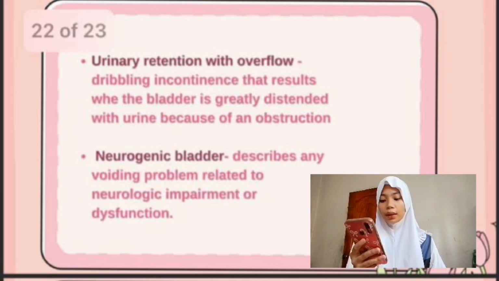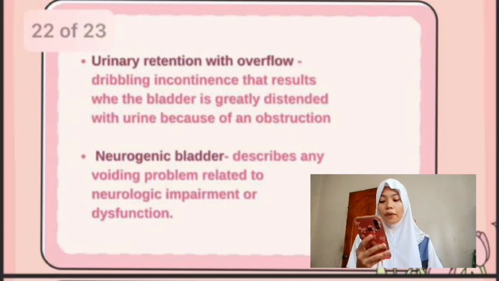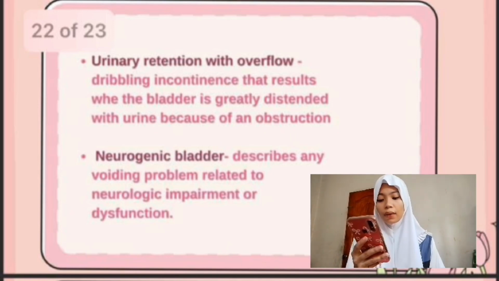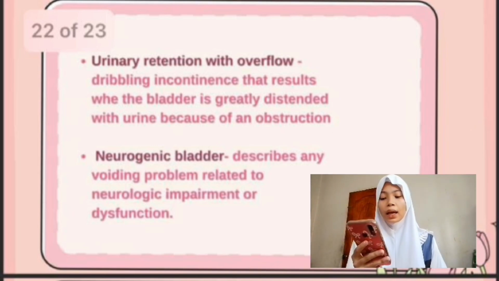So, overactive bladder, or hyperreflexic bladder: the bladder contracts too frequently or uncontrollably, causing urgency, frequency, and incontinence. Second is underactive bladder. The bladder fails to contract adequately, making it difficult to empty fully. So this can lead to urinary retention and overflow incontinence.